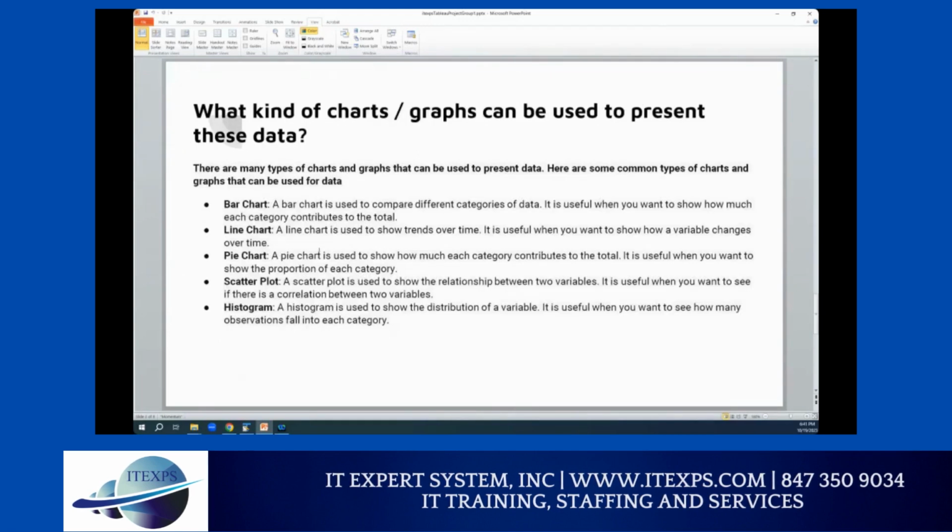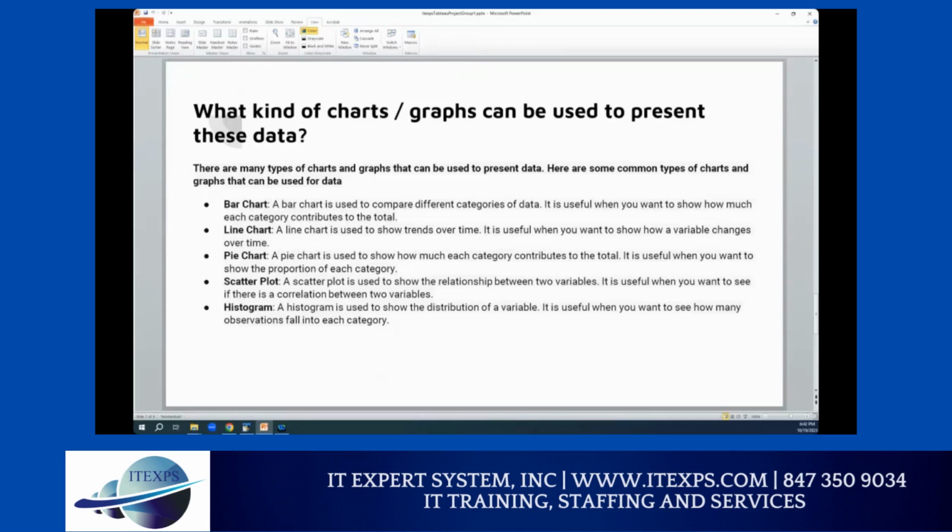What kind of chart and graph can be used to present this data? There are several: bar chart, line chart, pie chart, scatter plot, and histogram. Like I mentioned again, pie chart, bar chart, those are the valuable asset for the stakeholders. When you're done collecting data, you can present it in a nice graph, so we can make a prediction. Then you can take over for next slide.